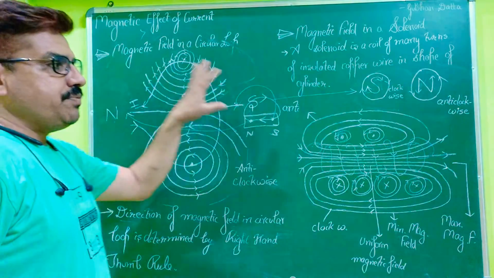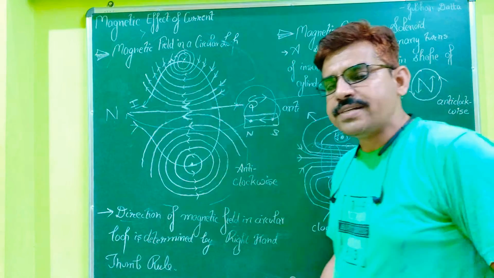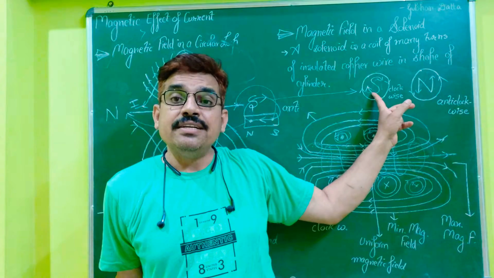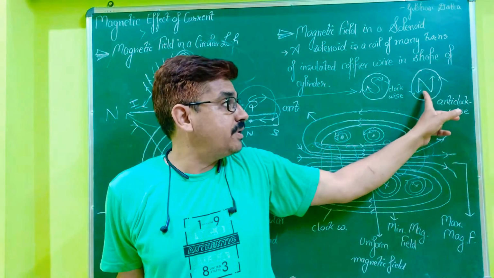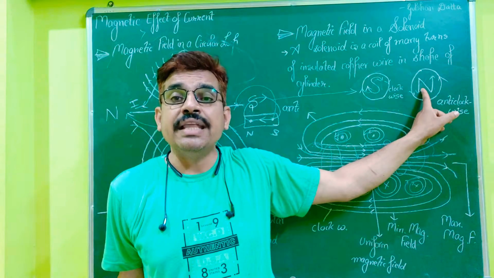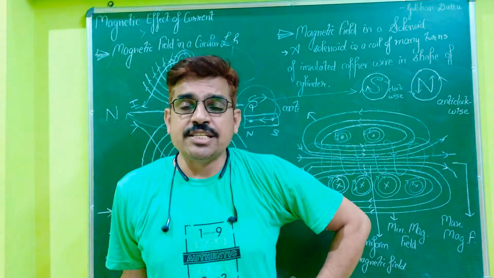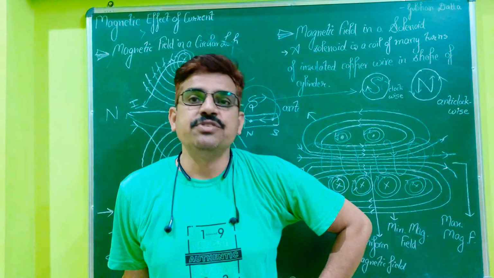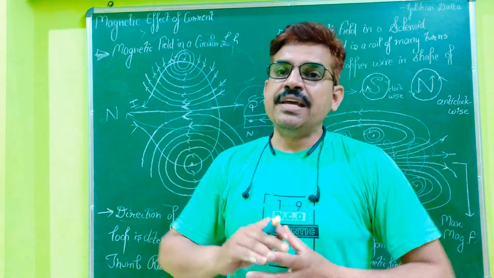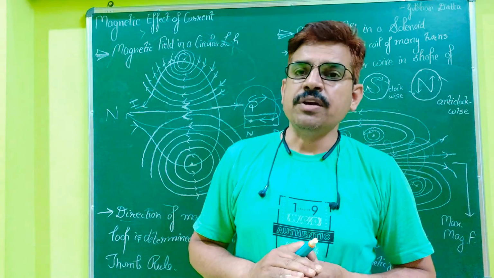One more thing I want to share with you: if the current appears to us to be in a clockwise direction, then that end is known as a south pole, and if current is flowing in the anti-clockwise direction, then that side appears to us as a north pole. So this is the way we can explain which one is the south pole and which one is the north pole.